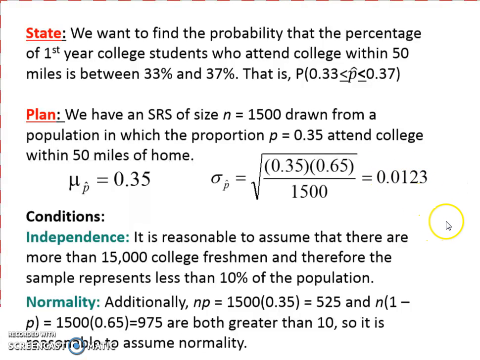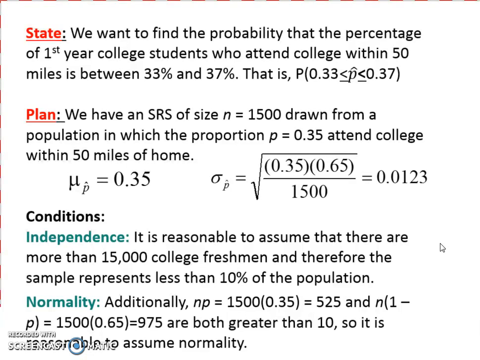And that's estimated here. Now, as part of the plan, we also need to check our conditions. So, 2 conditions here: the independence condition and the normality condition. The independence condition is also called the 10% condition. So we took a sample of 1,500. It's reasonable to assume that there are more than 15,000 college freshmen. Therefore, the sample represents less than 10% of the population, which is what we want. You have to write that. It has to be stated.